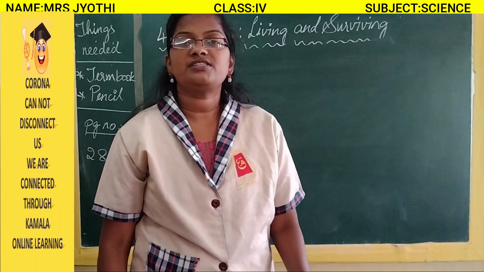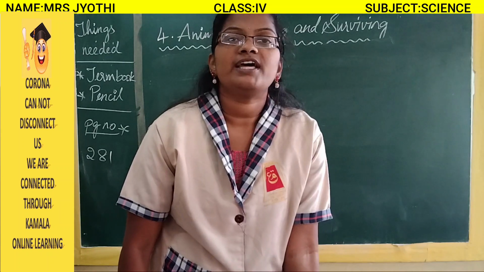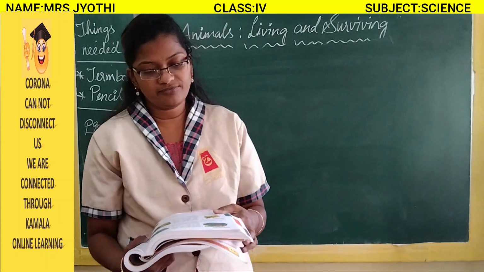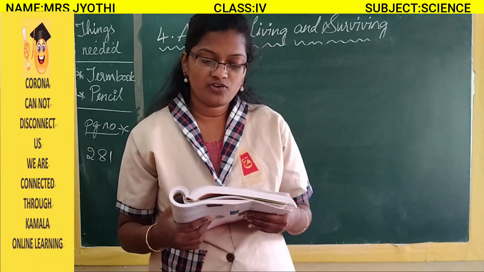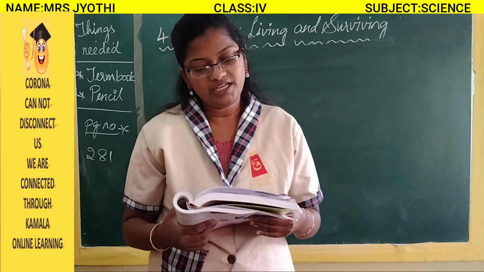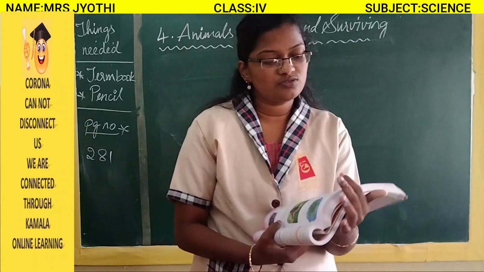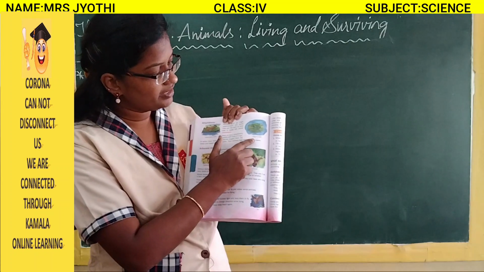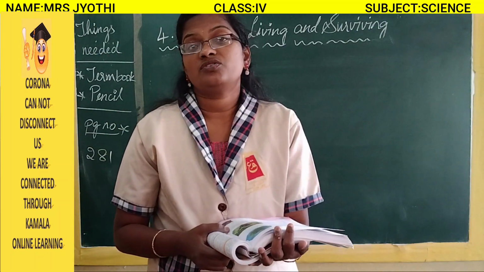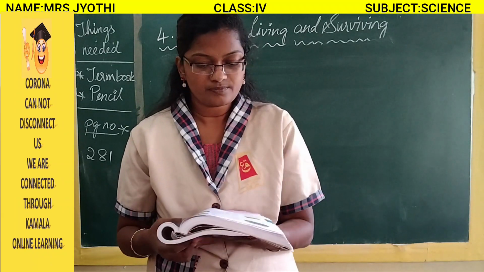Then amphibians. So what are amphibians? Animals which live both on land and in water are called amphibians. So let us see what are the modifications of these animals. Animals such as frogs, salamanders and toads that can live both on land and in water are called amphibians. So here there are examples. One is a salamander, then a frog, and a toad is also nothing but a frog. These animals can live both inside the water and on the land.